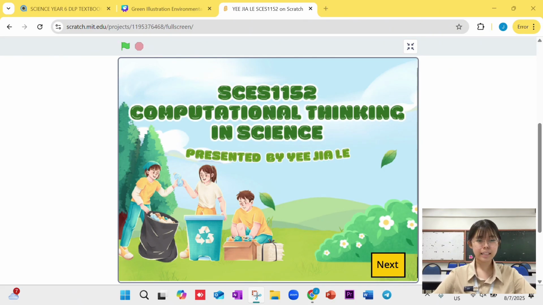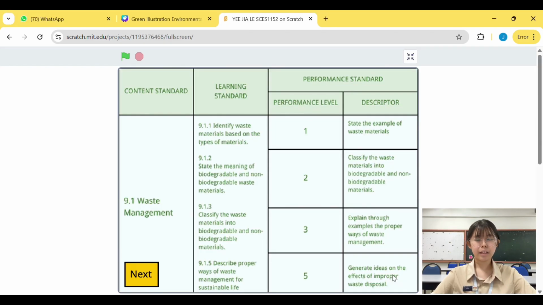So, this is my first page, and when we click next, it will come to the content standards. First, let me briefly explain the learning standards for this topic. In this unit, we will learn about different types of waste material and how to manage them responsibly. Waste is all around us, but not all waste is the same. Some can break down naturally, while others stay in the environment for hundreds of years. So, we will explore the following key learning points.